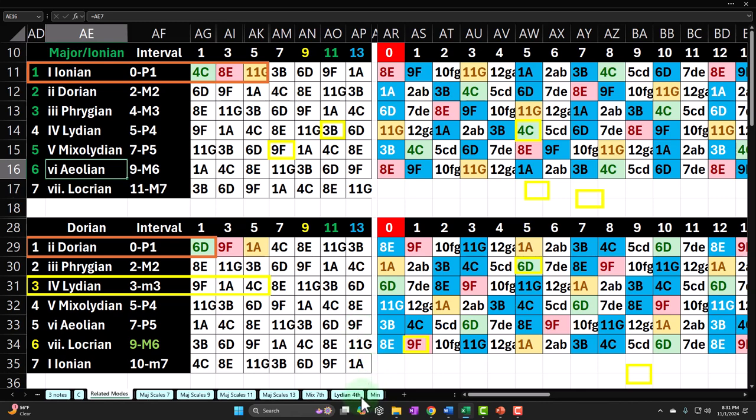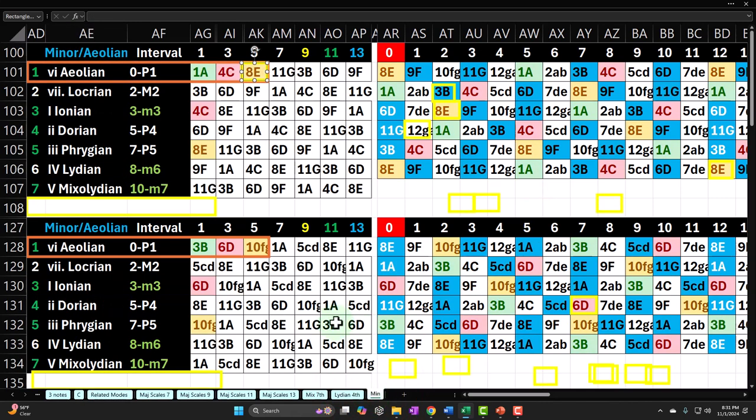And then we jump back over to the minor modes and we look at our fifth here and we compare everything out for the bottom three strings, the ones closest to the floor, because we did the top three strings yesterday.